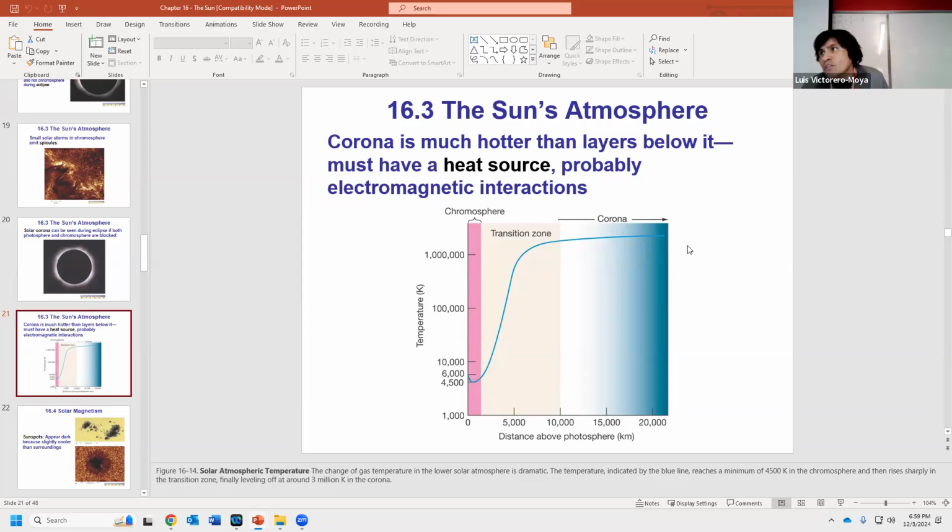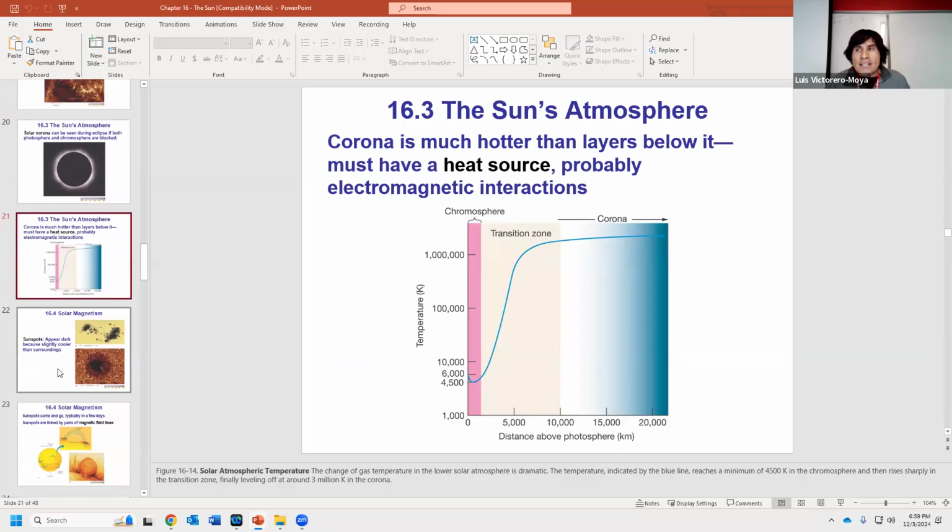This intrigues physicists and astronomers a lot because you would expect that the farther you are from the core, the lower the temperatures. And that makes sense in the chromosphere, but you don't see that happening in the corona. And the explanation for that is that in the corona is where you have solar mass ejections. So there is a lot of activity in the corona, which requires a lot of energy.